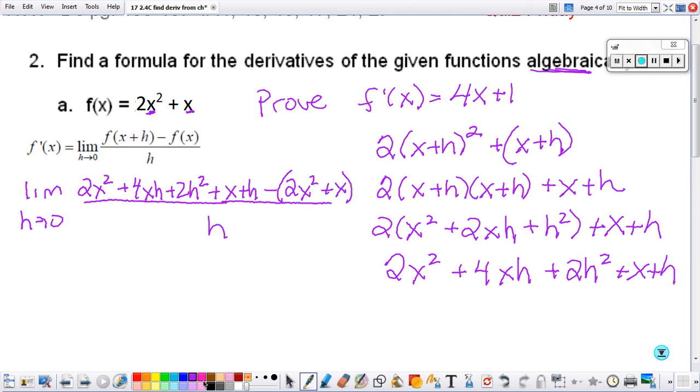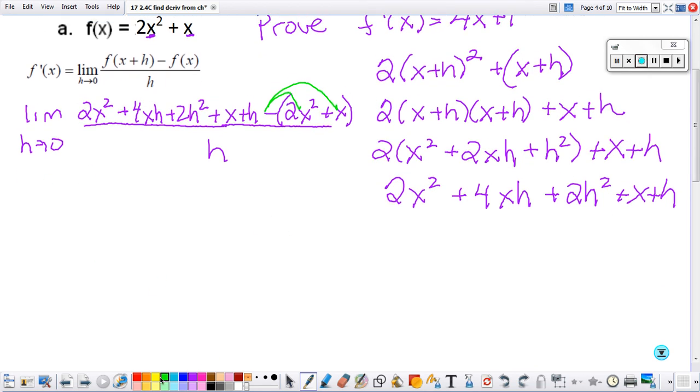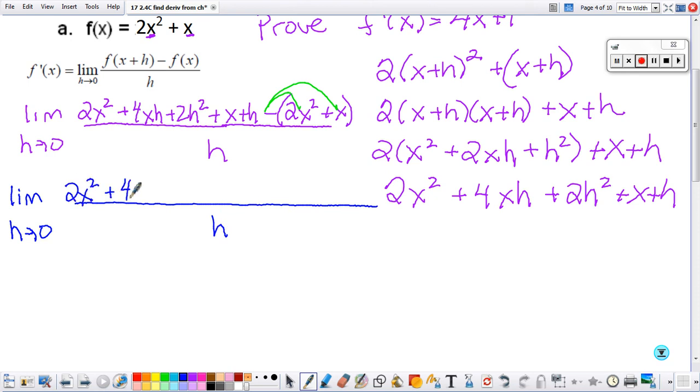all over h. Now here's the key part. You have to distribute this negative. If you don't, your algebra for the rest of the limit is not going to work. We have the limit as h approaches 0, 2x squared. So I'm recopying my numerator. Now minus 2x squared minus x.